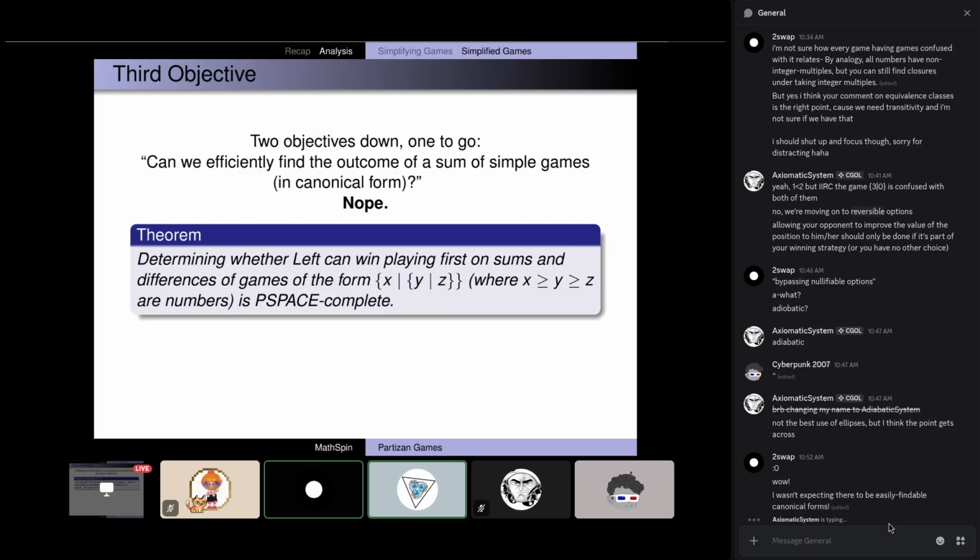So that's an example of a polynomial space algorithm. That makes perfect sense. Got it. The p-space completeness part. Yeah, sorry, I'll let you do it unless you want me to.